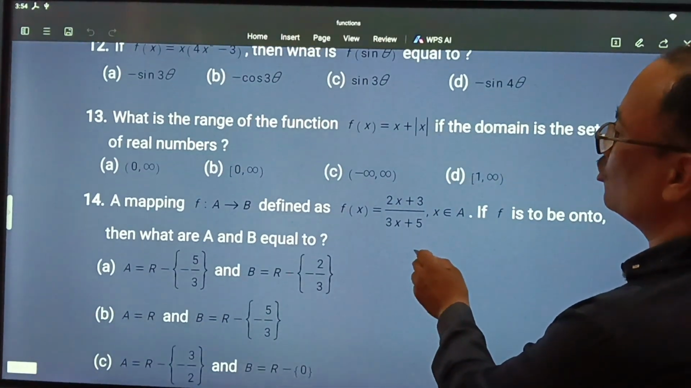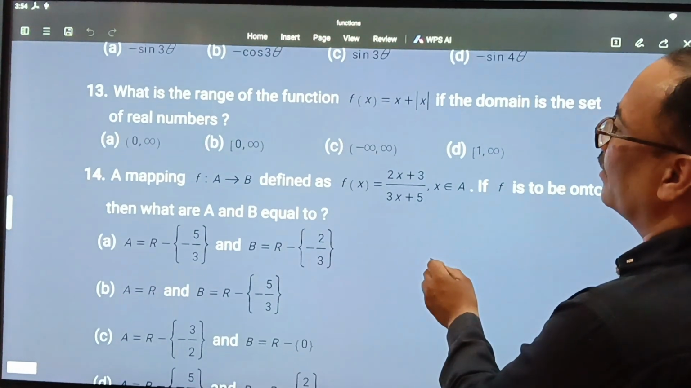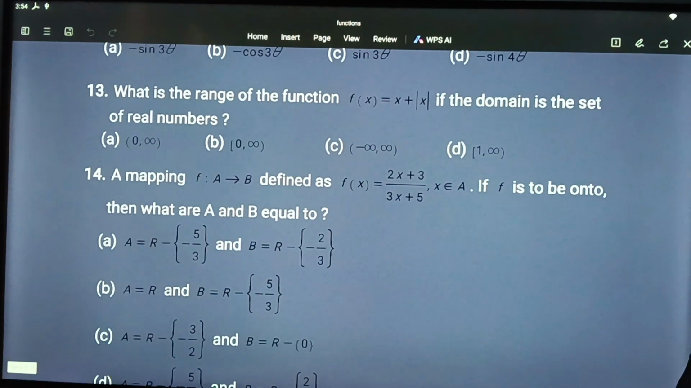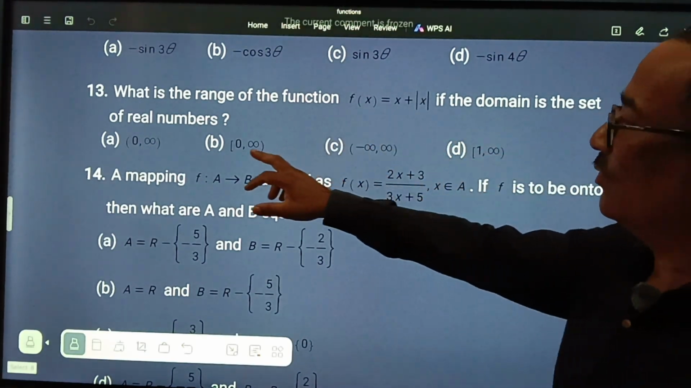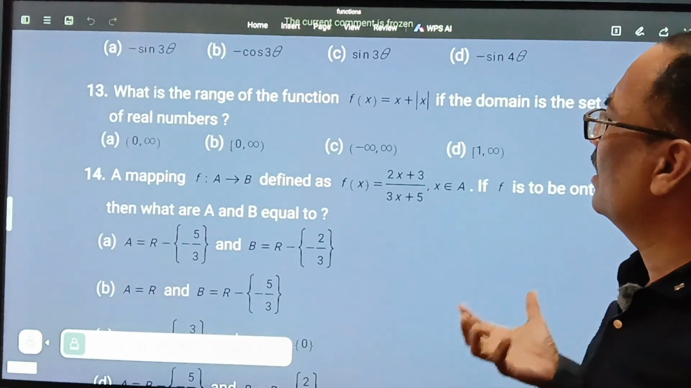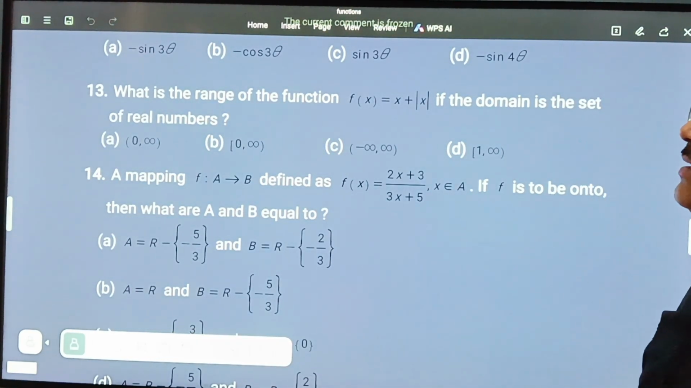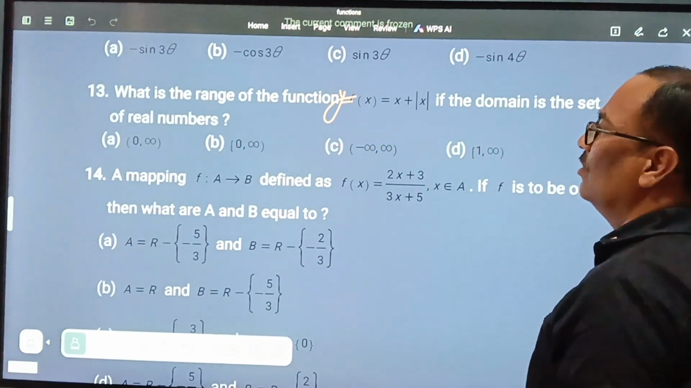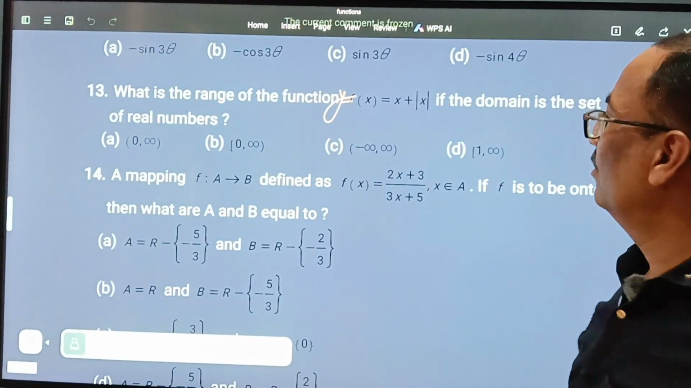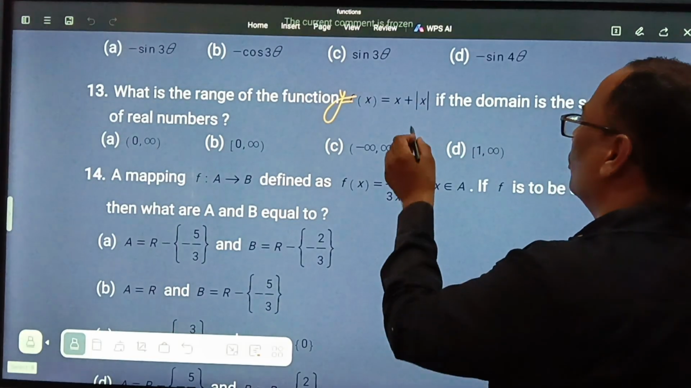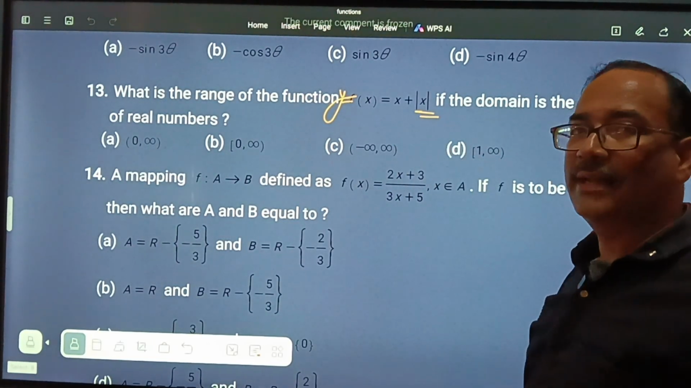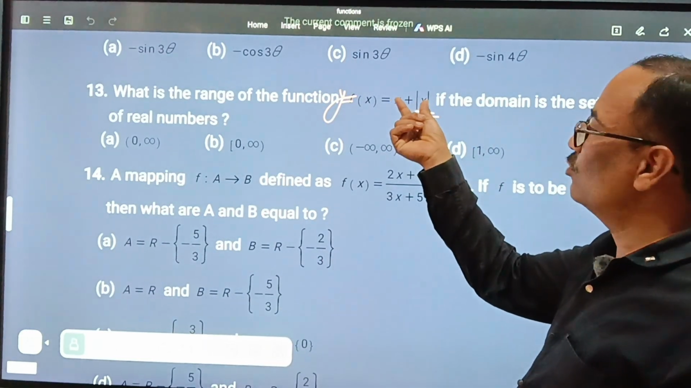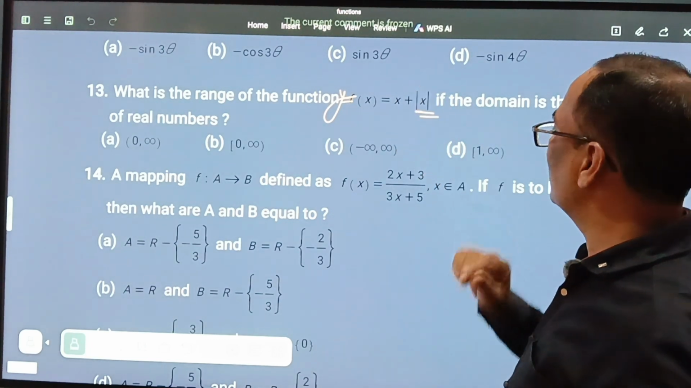Here is question number 13. What is the range of the function if the domain is the set of real numbers? That is, x is taking all real values, but we have to find the range, that is, the value of y. It is clear that modulus is always positive, never negative, but x is positive or negative. So if x is negative, then its modulus is positive, hence the sum of these two is equal to 0. That is, the least value of this function is 0.